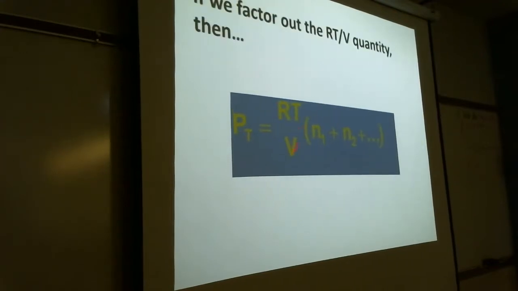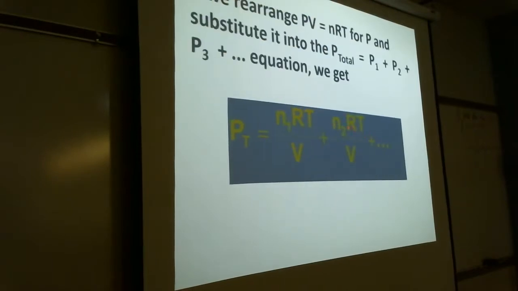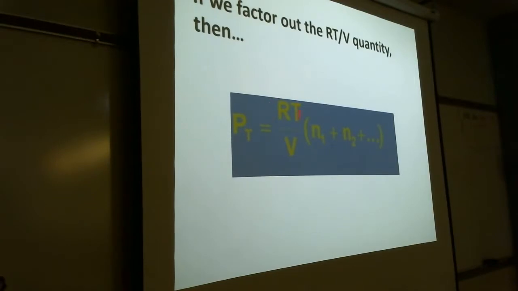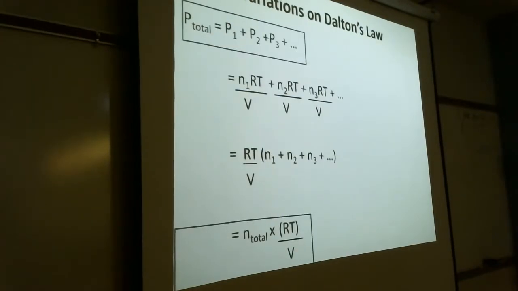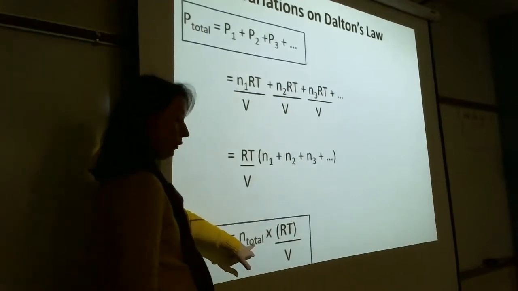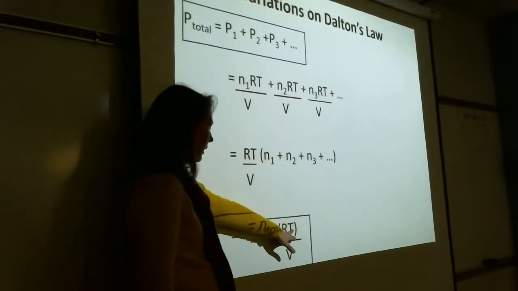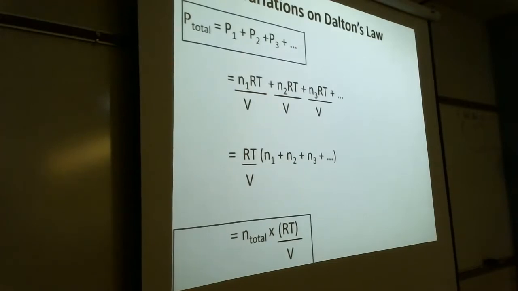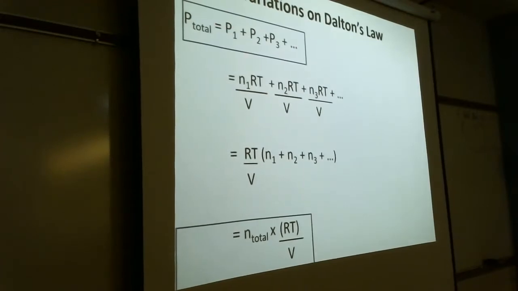Now we're going to factor this out, because notice RT over V is appearing in all of these: RT over V, RT over V, RT over V. So if we factor that quantity out, just like in math, then we can say P total is N total times RT over V, right? Total number of moles times RT over V. I'm just showing you where it came from right here. These are the two Dalton's law equations that we're going to be using today.